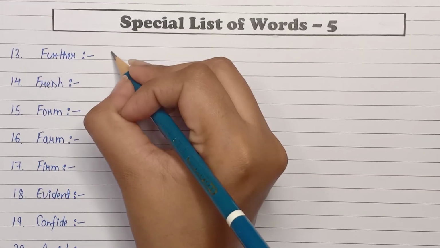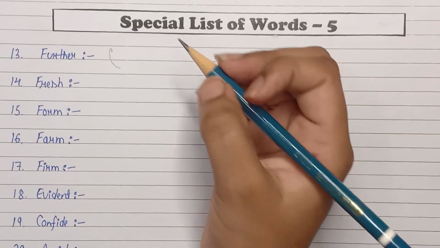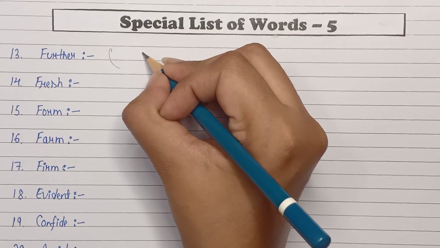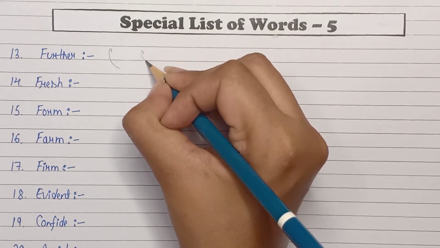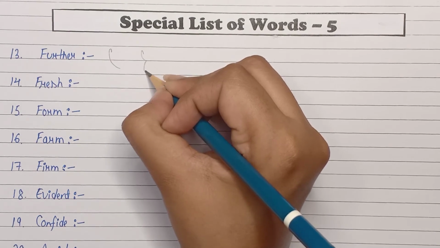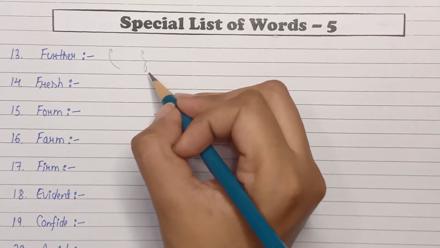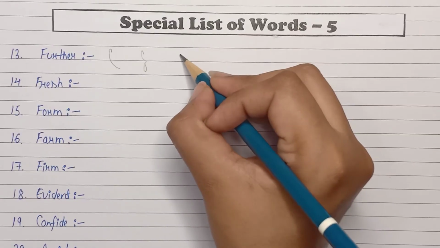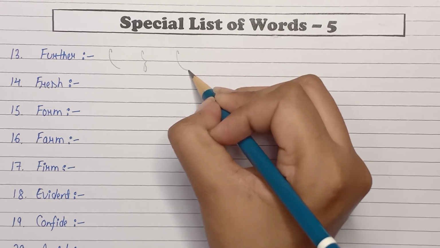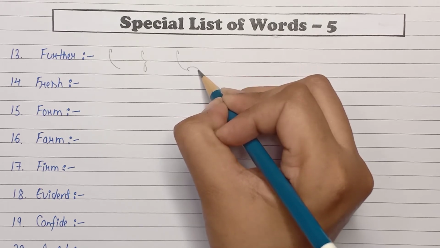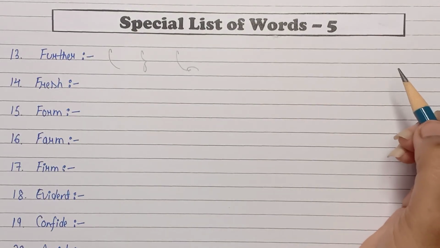Further. FR in double length. Further. Next is fur and ther and SD. So this is furthest. Next, further, more. M with R hook. Further, more.